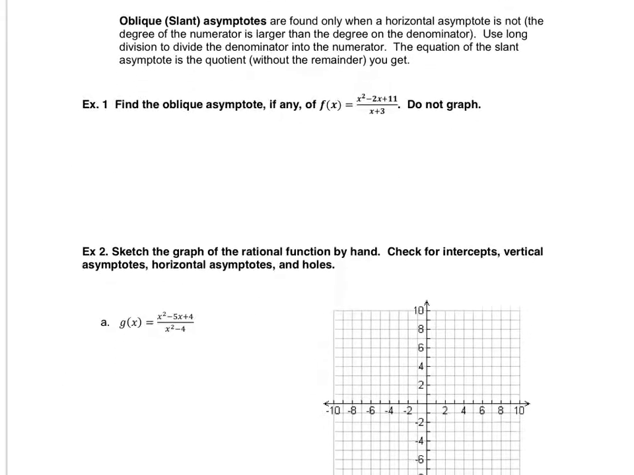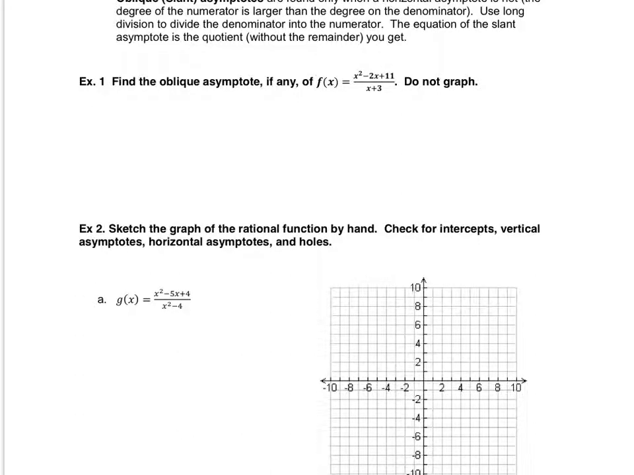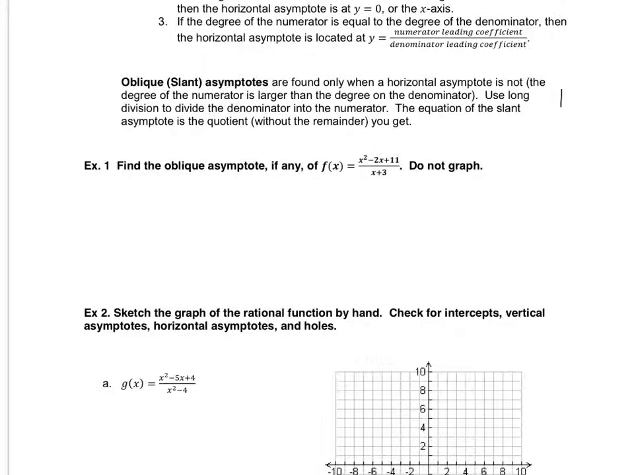And so this first example that we're going to do is actually just to find the oblique asymptote or slant asymptote. Okay, so first off, let me give you a picture of what a slant asymptote would look like. So let's say that we have a graph like that. A slant asymptote is just going to be a slanted asymptote. So, we've got vertical asymptotes, and then we've got horizontal asymptotes. The slant asymptote is just an equation of a line that's an asymptote.